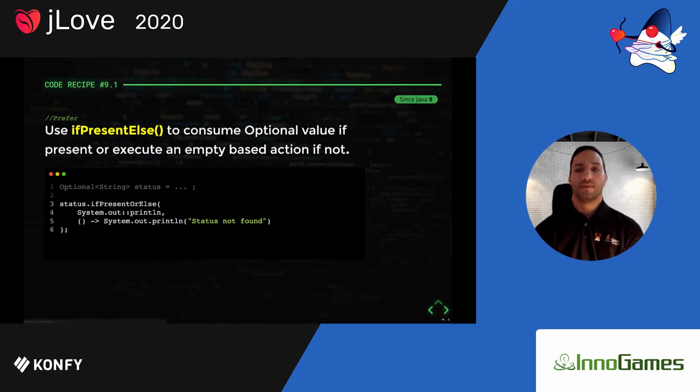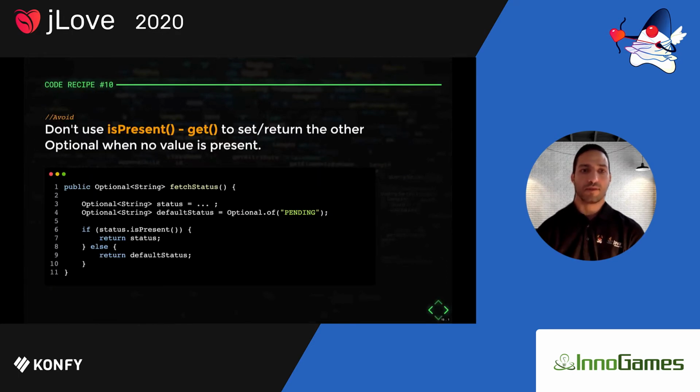So this is about if I would like to do some actions based on the presence of a map. Also, don't use our lovely pair of isPresent and get just to return another optional when nobody is there. Sometimes we not just need to get the value inside the container, which is an optional. We need to return an optional actually.